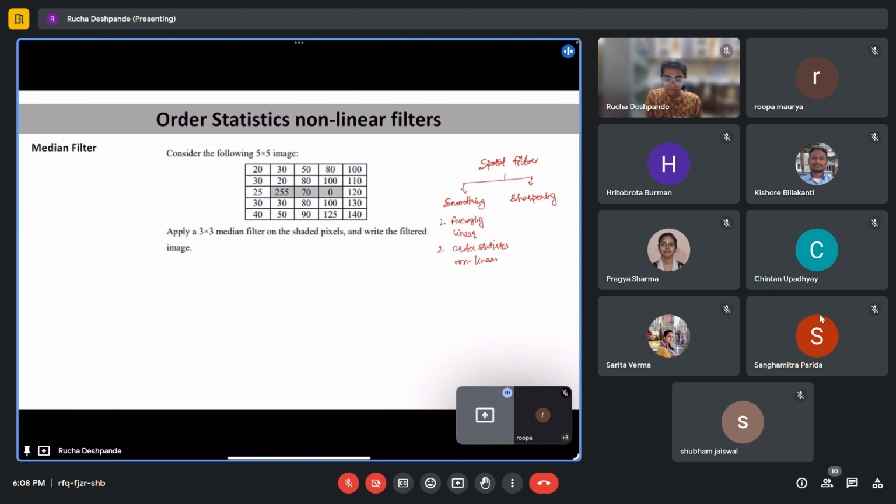So let's solve this problem on the order statistics filter. I'll give you a couple of minutes and you can try to solve this problem. The median filter was explained in the lecture, so you can try this problem.